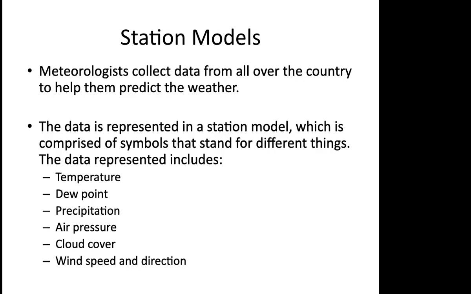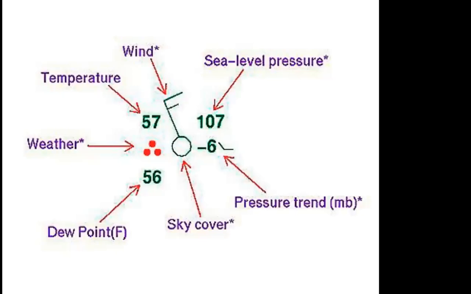And they're comprised of the following things: temperature, dew point, precipitation, air pressure, cloud coverage, and wind speed and the direction of the wind. Okay, so this is what one typically looks like. So you'll see a circle in the center, and then these goofy looking lines up here, that looks like the letter F. This shows you the wind, okay? This is your sea level pressure. The pressure trend. This is the actual dot, that's the sky coverage, so the cloud coverage, so it'll show you whether it's completely cloudy, partly cloudy, not cloudy at all. Over here you'll find your dew point, and then this talks about the weather, and then your temperature is next to the wind. So when you see the wind, this is showing you the wind, the direction.